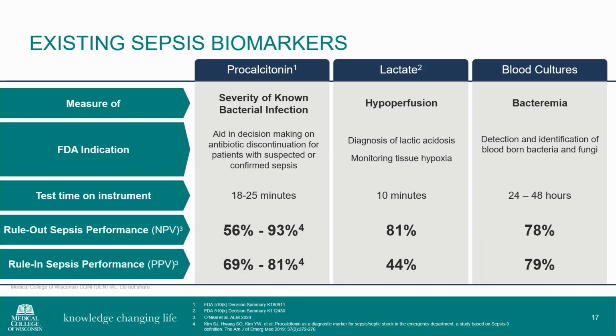So if we look at what are the existing sepsis biomarkers, we really can see them fit into three different categories. Procalcitonin is a marker of severe known bacterial infection. It's been FDA cleared for use in sepsis patients as well as pneumonia patients, and its rule-out performance for sepsis is 56 to 93%, depending upon the study that you cite. Lactate is a little better. It's fast, but it measures hypoperfusion. So it detects lactic acidosis or tissue hypoxia. Its rule-out performance for sepsis is about 80%.